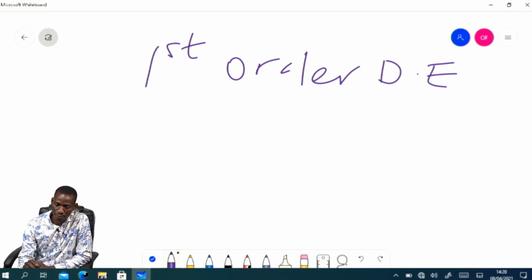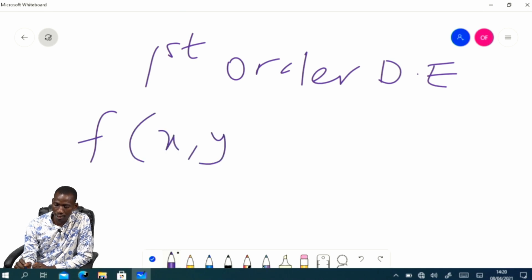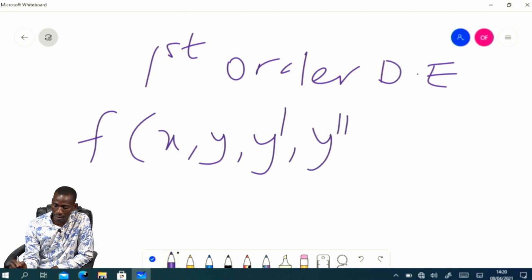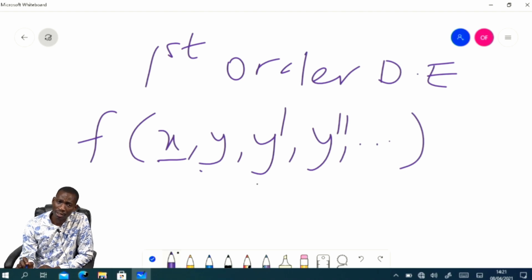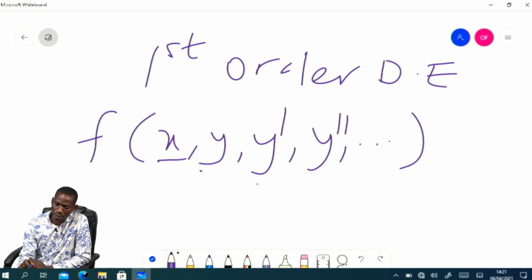An equation of the form f of x, y, y prime, y double prime, and so on, is called a differential equation, where x denotes the independent variable, y denotes the dependent variable, and y prime denotes the first derivative of the dependent variable with respect to the independent variable. y double prime denotes the second order derivative of the dependent variable with respect to the independent variable, and so on.